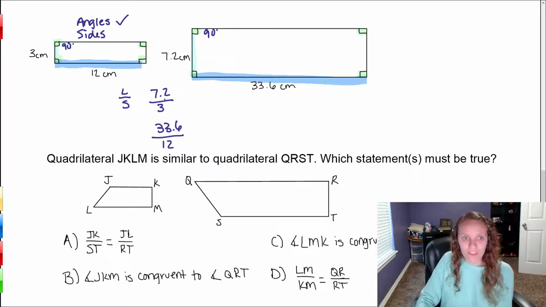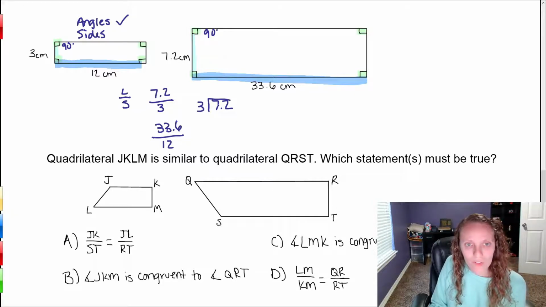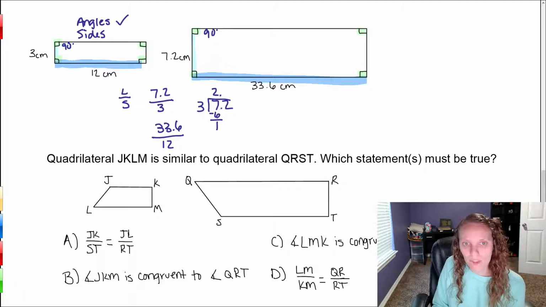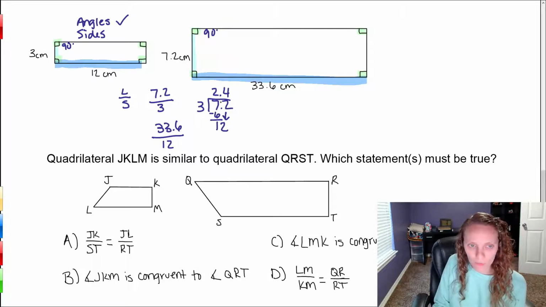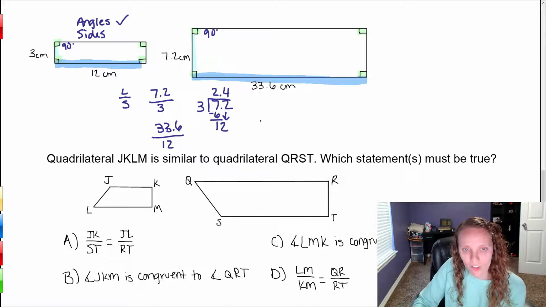Now we're just going to do FILO, first number in, last number out. So 7.2 in, 3 out. 3 goes into 7 twice. 3 times 2 is 6, so we're going to subtract that here, with 1 left over. Bring your decimal up, and then bring down the 2, and then 3 goes into 12 4 times. So this ends up being 2.4. So we need to see, will this other one give us 2.4 also?